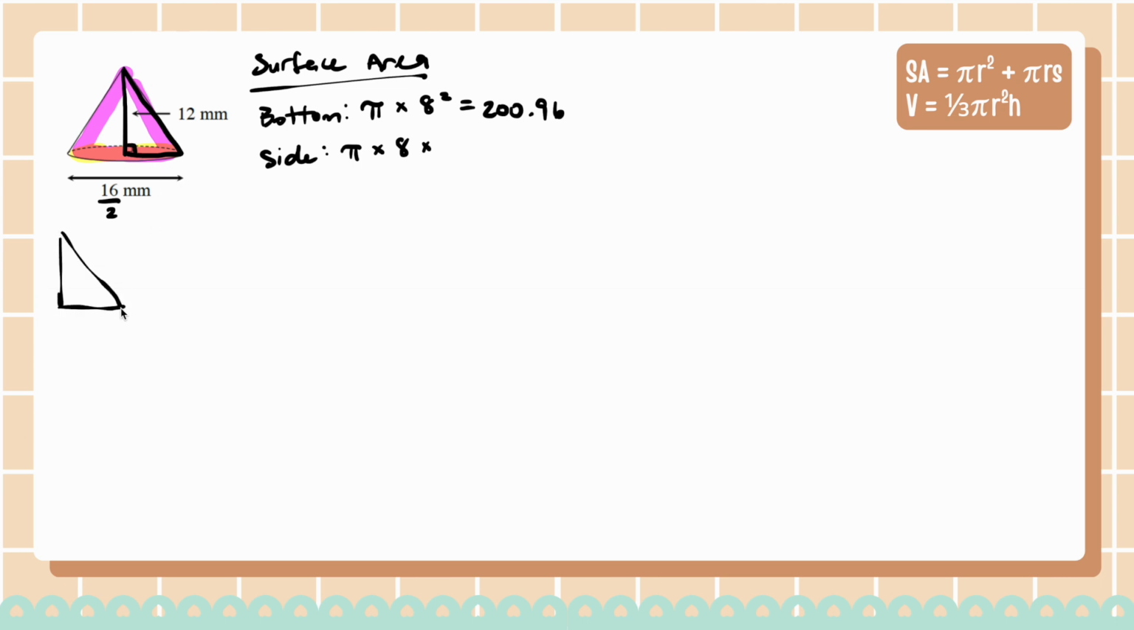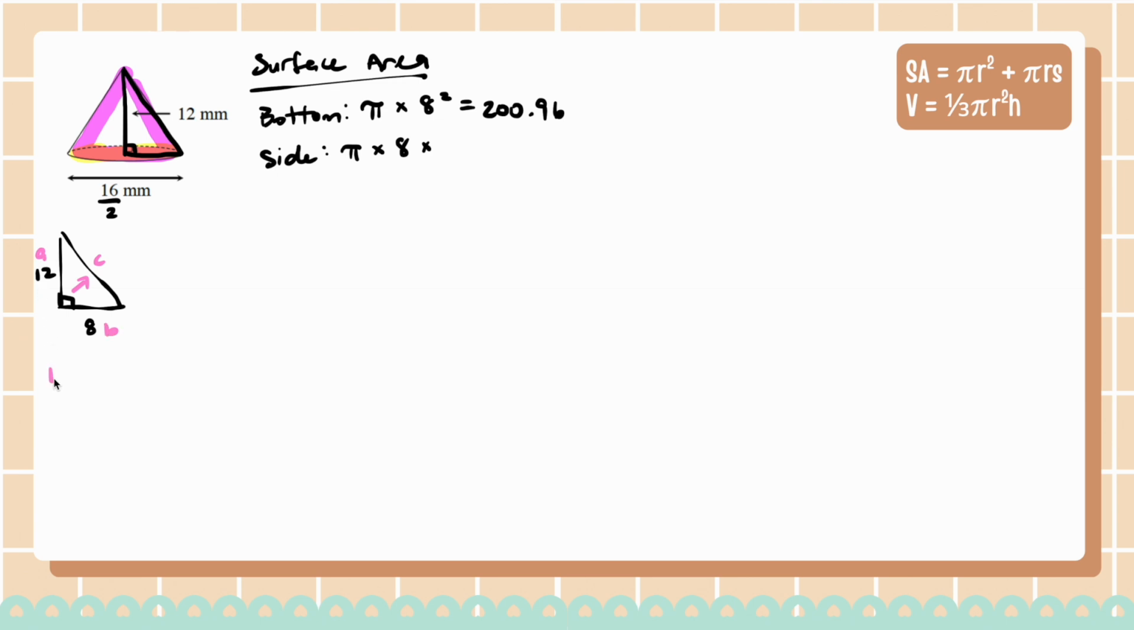So if I draw it down here for you, I know that this vertical part right here is going to be 12. This part down here is going to be half of 16, which is going to be 8. So that was my radius. And then we're solving for the slant height. So let's label our A, B, and C to use the Pythagorean theorem. Across from the right angle is going to be my C. And we can say this is A and this is B.